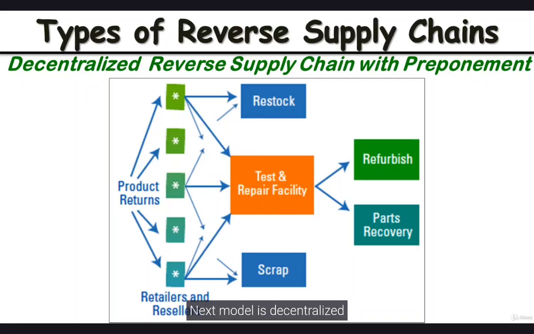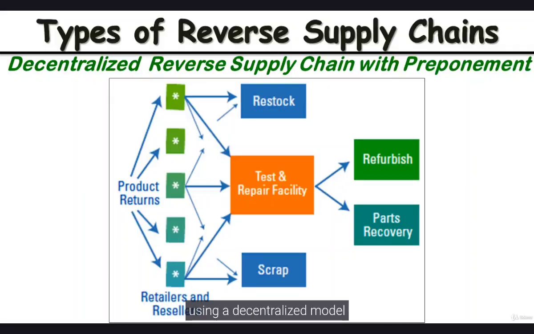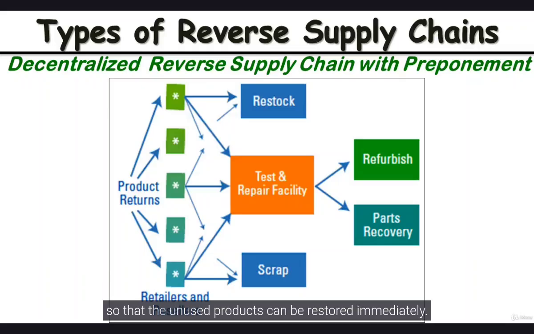Next model is decentralized reverse supply chain with preponement. In the previous model, we saw that product differentiation is delayed until all returns are shipped to the central facility. This can be thought of as a postponement strategy. On the other hand, for products like personal computers, where the asset value loss over time is relatively high, we can prepone the testing and evaluation of the returned product using a decentralized model so that the unused products can be restocked immediately.